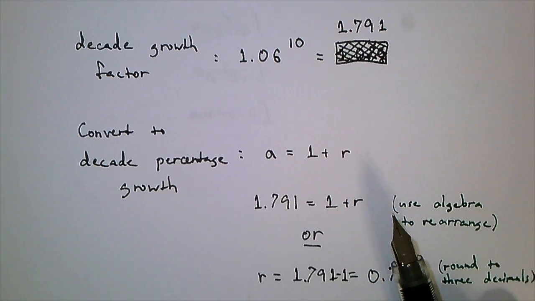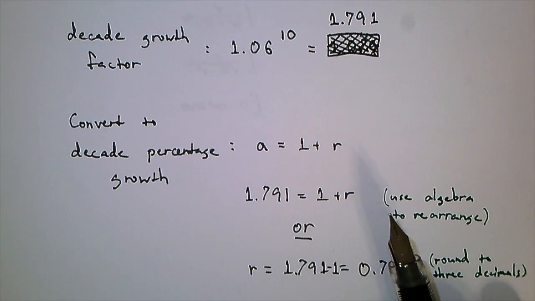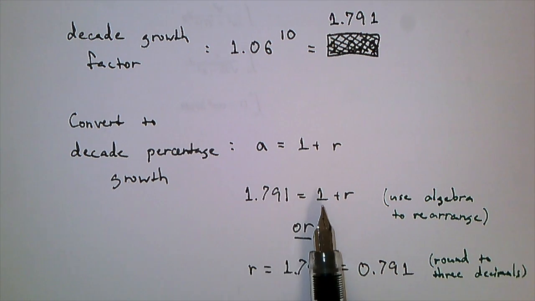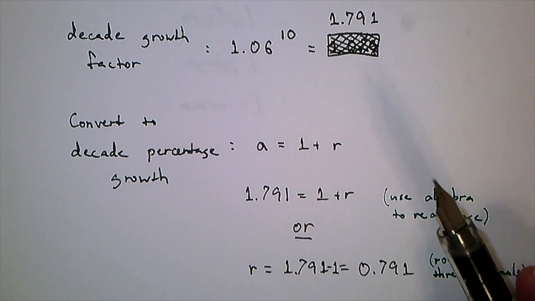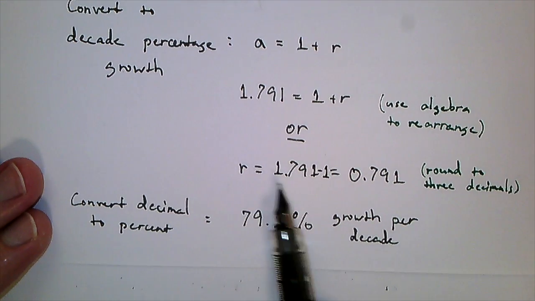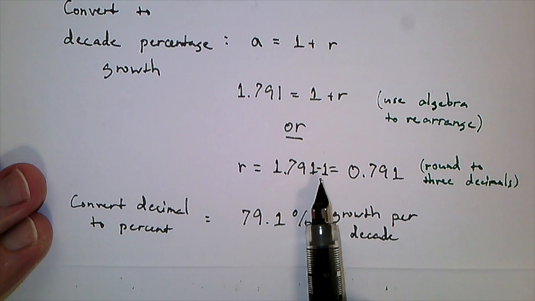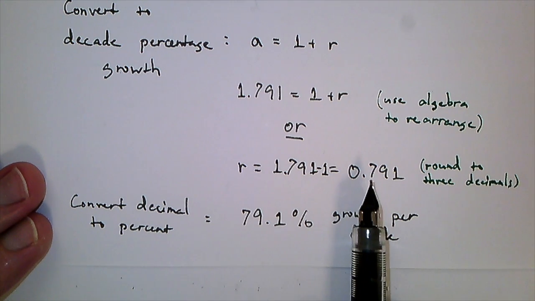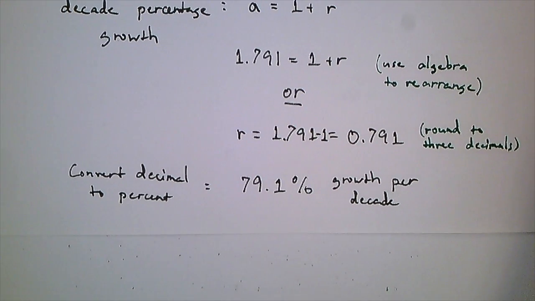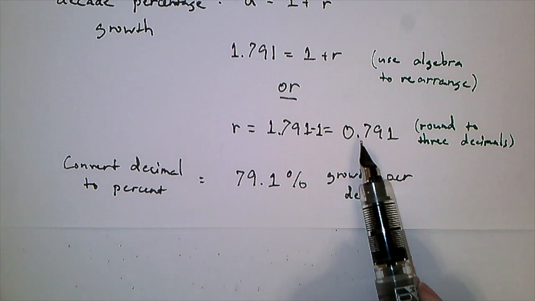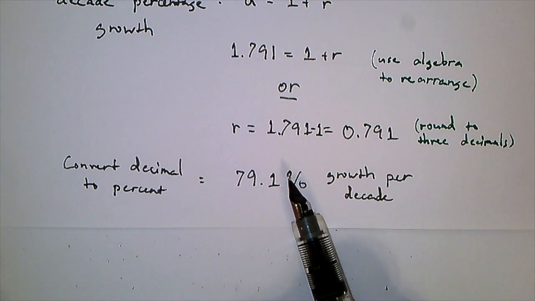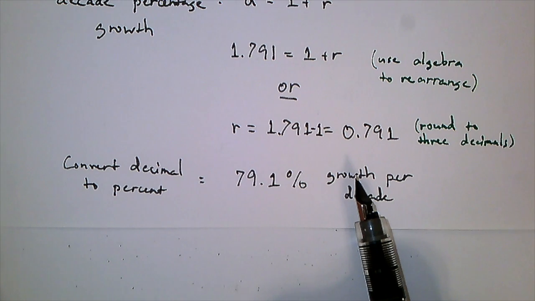And then we'll use a little bit of algebra to rearrange things. So you'll want to subtract 1 from this side and from this side to cancel off this 1. Once you do that, we see that R is equal to 1.791 minus 1, or 0.791. And if I convert that decimal back to a percent, you'll move the decimal place to the right twice. You'll get 79.1% as your growth percentage per decade.